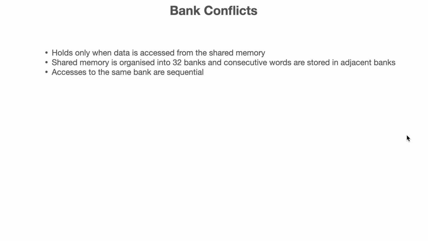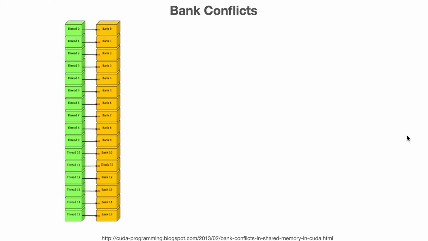Let's move to bank conflicts. This holds only when the data is accessed from the shared memory. The shared memory is typically organized into 32 banks, and consecutive words are stored in adjacent banks. Accesses to the same bank are sequential. Let's move to the example.